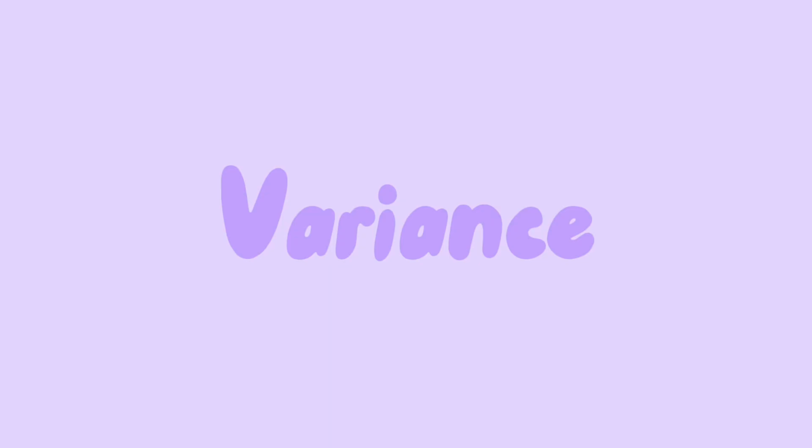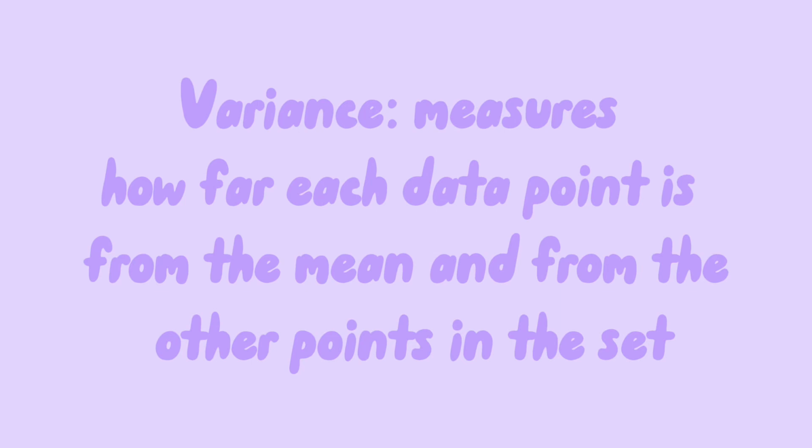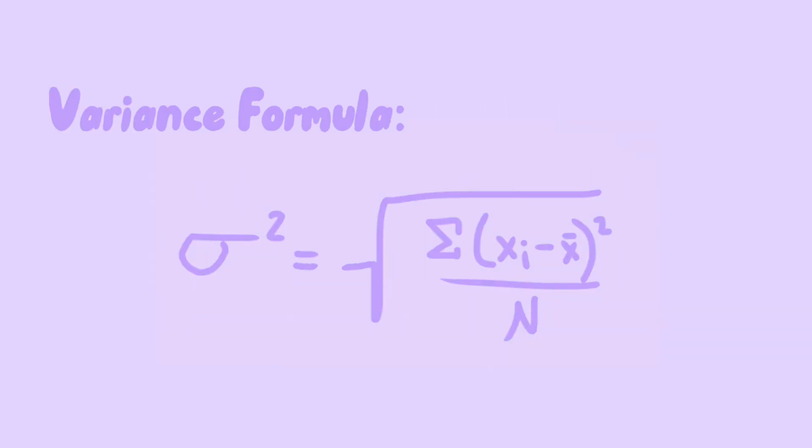Variance is another statistical method used to measure variation. Variance measures how far each number in a dataset is from the mean and every other number in the set. Variance is found through subtracting the mean from each point of the set, adding these values together, and then dividing them by the number of values in the set.